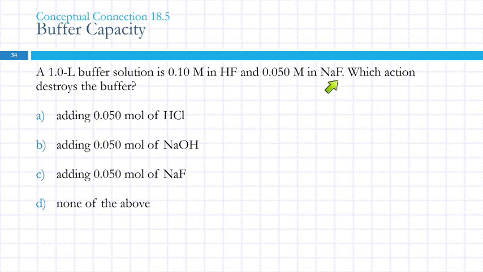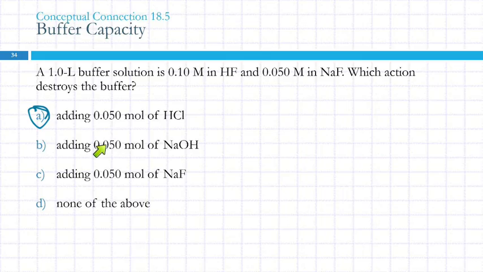It'll react with the NaF. That's the same amount in a 1 liter buffer. If we have 1 liter of this buffer, that's 0.05 moles of NaF. If we add an equal amount of HCl, that's going to use up all of the conjugate base, right? Do we have a buffer anymore? No, we don't. So that's probably the answer. But we got to check the other things anyway.